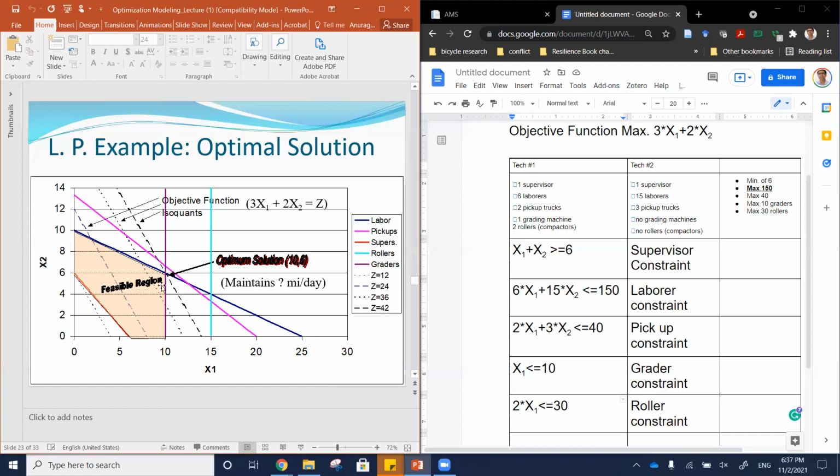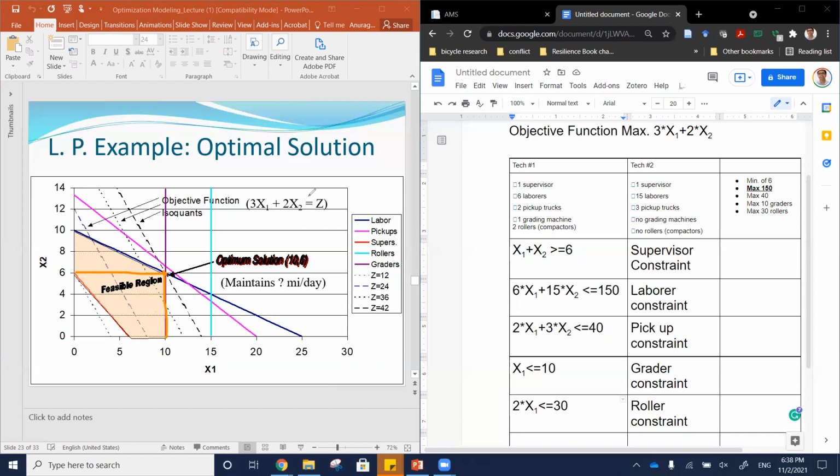So I could look up these values where x2 is 6 and x1 is 10. If I try to draw the point out, what's happening at this point? At this point, the x2 value is 6 and the x1 value is 10. And if you plug those in, you'll get 42 miles.